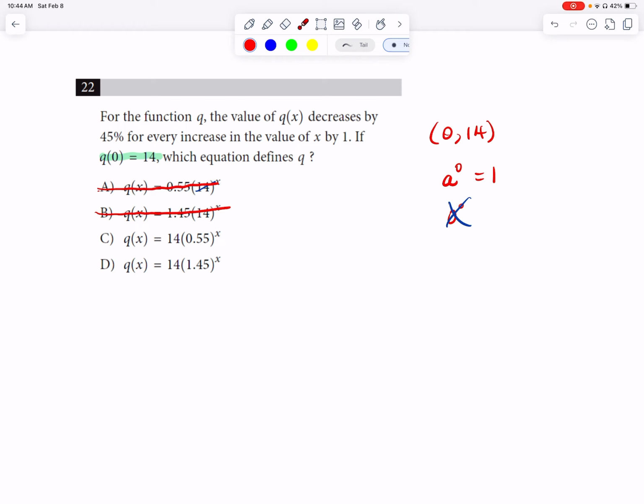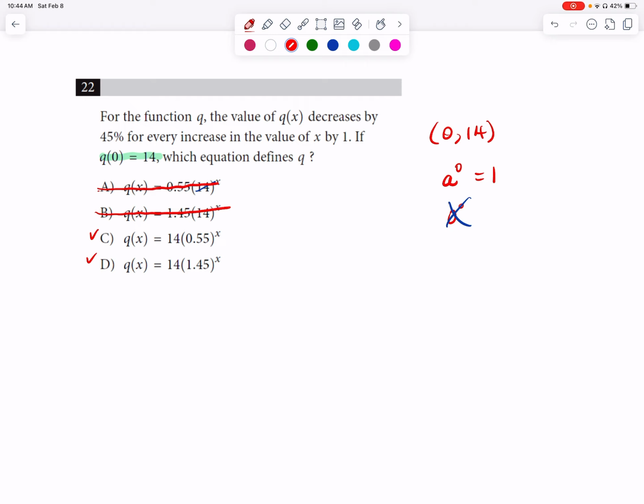Take a look at answer choices C and D. Whenever I plug in a 0 for each one of these exponents, these go to 1. Whatever this base is goes to 1. And I'd be multiplying that times 14 in both of those cases. So we've got a check mark for these last two. Now we've got a 50-50 chance in order to figure out which one of these we should pick.